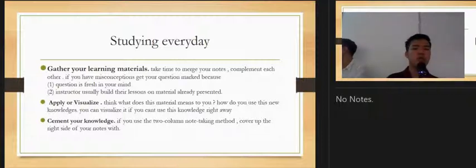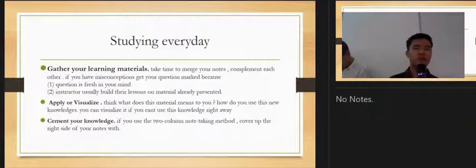The first step of studying is studying every day. Studying every day does not mean that you are studying in the classroom, but at other times when you have no class or you have some time to study. And there are three tips for you for studying.